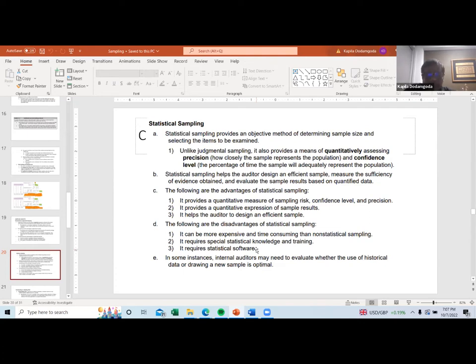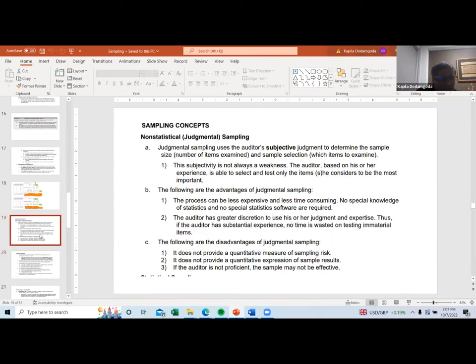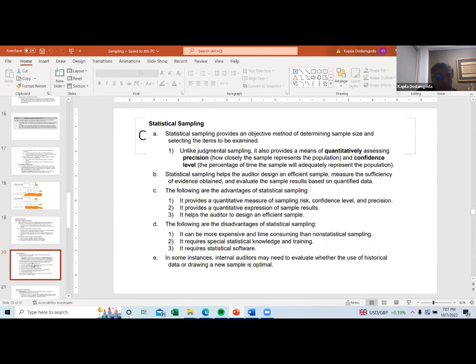In some instances, internal auditors may need to evaluate whether the use of historical data or drawing a new sample is optimal. Whether it's an optimal sample or not, you may have to do an evaluation sometimes. So this gives you an idea of what is non-statistical or judgmental sampling and what is statistical or non-judgmental sampling.